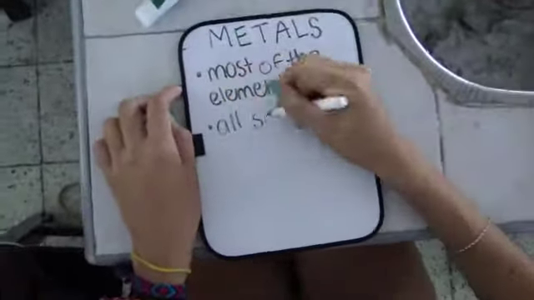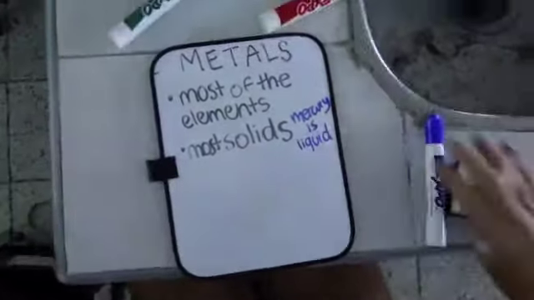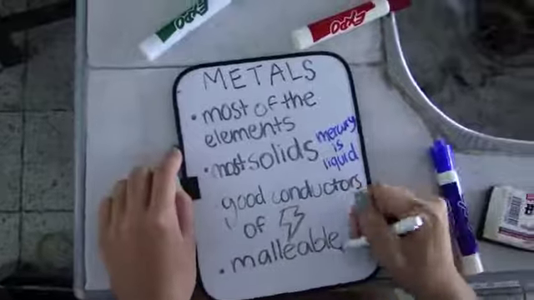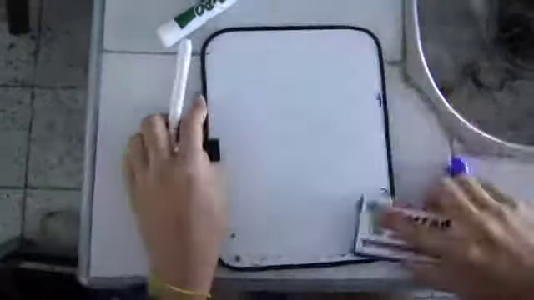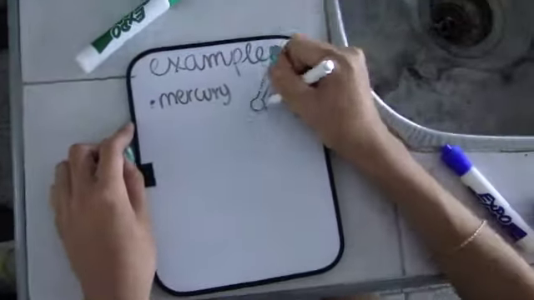Mercury is not solid under standard temperature and pressure conditions. Metals are shiny, good conductors of electricity, malleable, and can easily give out electrons. Some examples are mercury, which is used in a thermometer, and copper, which is used in wires because of its good conductivity.